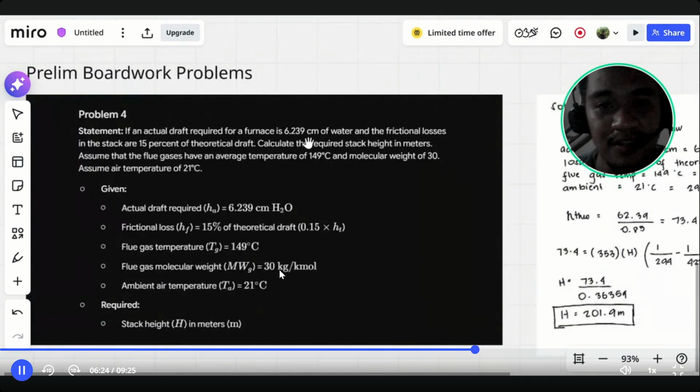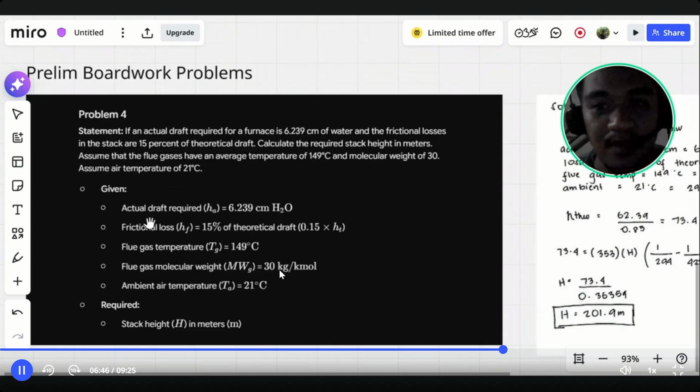For number 4, we have the statement: if an actual draft required for the furnace is 6.239 centimeters of water, and the frictional losses in the stack are 15% of theoretical draft, calculate the required stack height in meters. Assume that the flue gases are at an average temperature of 149 and molecular weight of 30. Assume that air is at a temperature of 21.